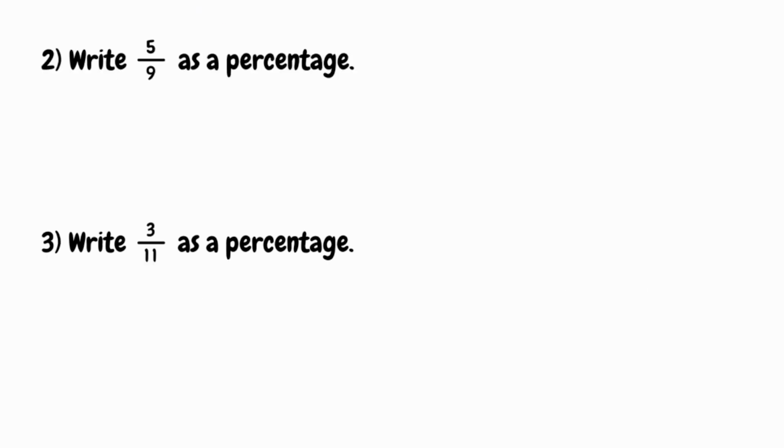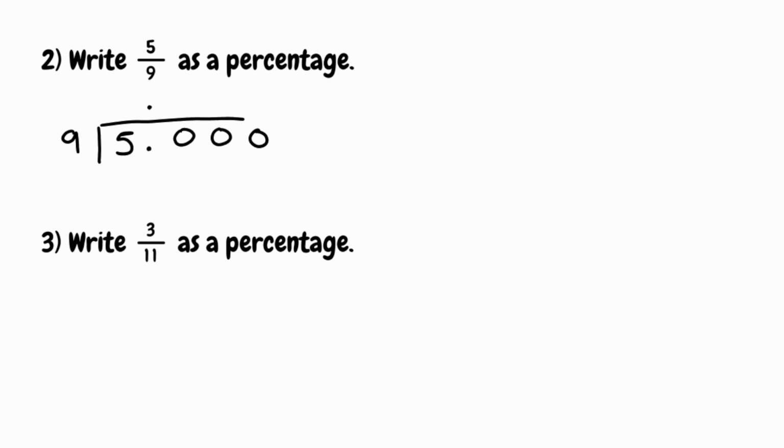So for this next question, we want to write 5/9 as a percentage. We can't easily find an equivalent fraction over 100. So we're going to convert it to a decimal first and then to a percentage. So for 5/9, we're simply going to do 5 divided by 9. So we know we're going to have a decimal, so I'm going to put a decimal here and some zeros. And I'm going to put a decimal here.